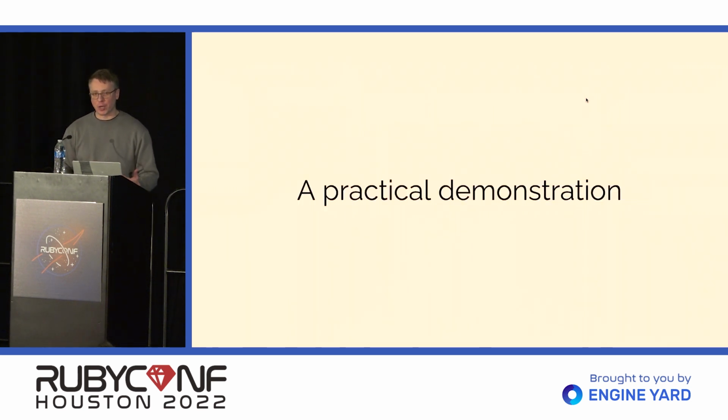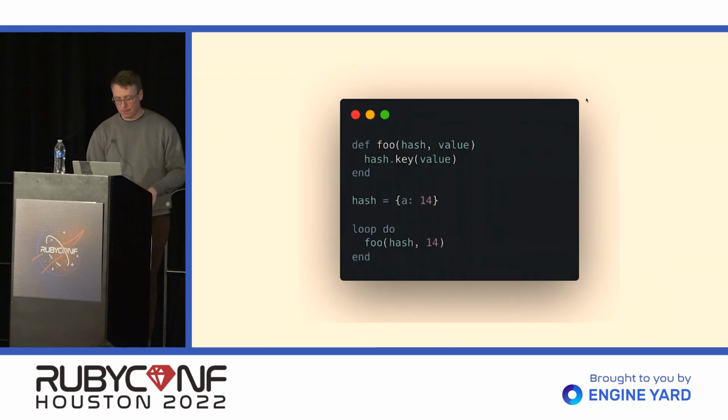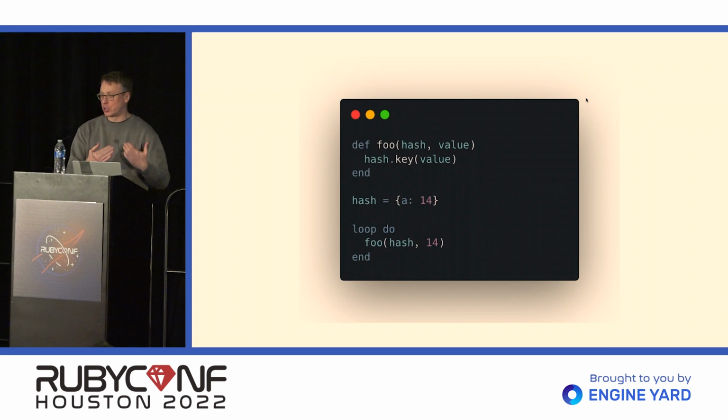Here's a practical demonstration of how some of this stuff can work. I've got a routine here called foo. It takes a hash and a value, and it uses that key routine we saw earlier. So it does hash.key, passing the value. I've got a hash which contains A to 14, so I'm going to look up 14. I'm expecting to get the symbol A back. And then I have a loop. I run a loop in order to trigger just-in-time optimization and compilation, and I just call it with the hash and with 14.